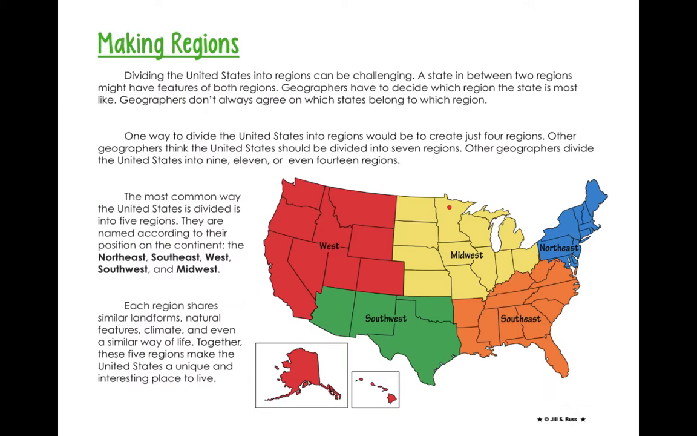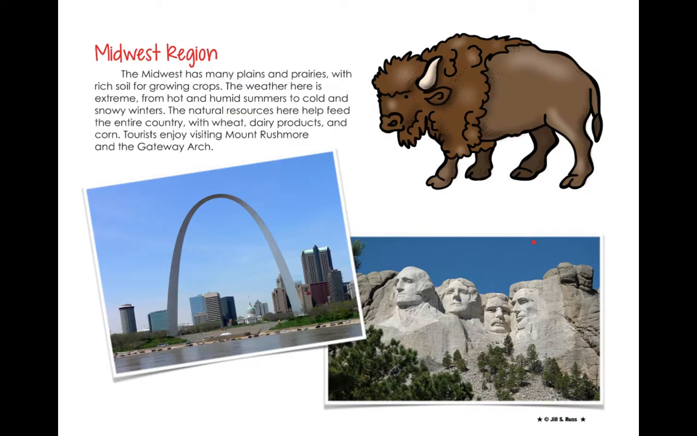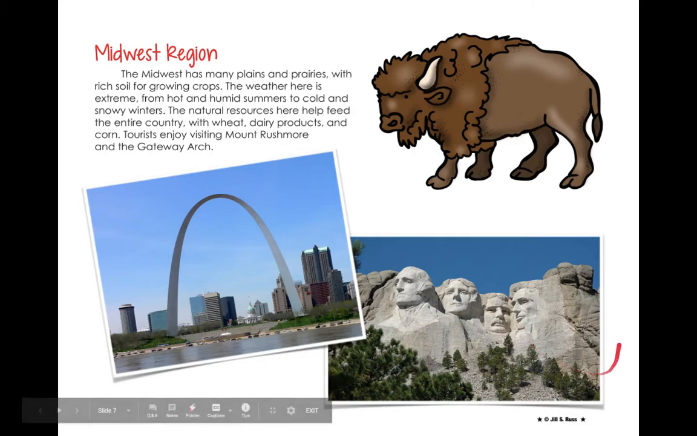The Midwest, that's where we live here in Minnesota. The Midwest has many plains and prairies with rich soil for growing crops. The weather here is extreme, from hot and humid in the summer to cold and snowy in the winter. The natural resources here help feed the entire country with wheat, dairy, and corn, and tourists enjoy visiting Mount Rushmore and the Gateway Arch.